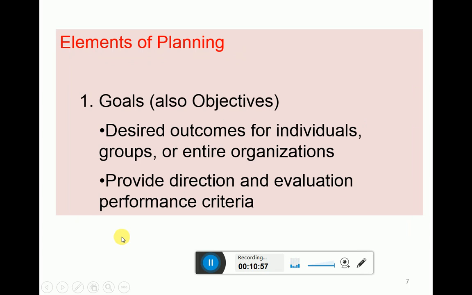Now the next, the elements of planning. The first is goals. Goals are also called objectives. Besides management, in every field goals and objectives are used interchangeably. But in management there is a difference between goals and objectives. Goals are broader in nature, while objectives are specific in nature.